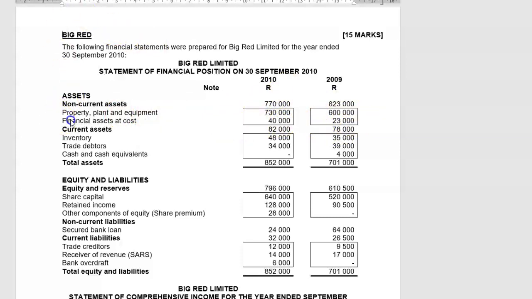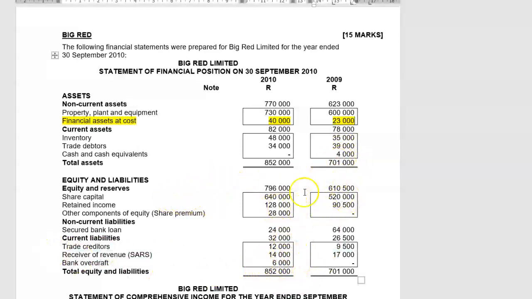Don't forget this one. Always mark it for yourself, because they very seldom mention this financial assets again in the question. And clearly there was a movement. There was an increase, which is an investing activity. Inventory, trade debtors, cash and cash equivalents. Last year a positive balance, and this year a bank overdraft. So there was an outflow of cash of 10,000 Rand.